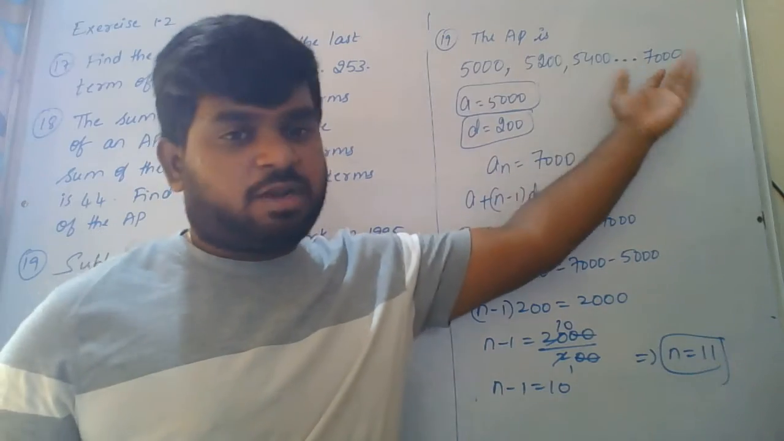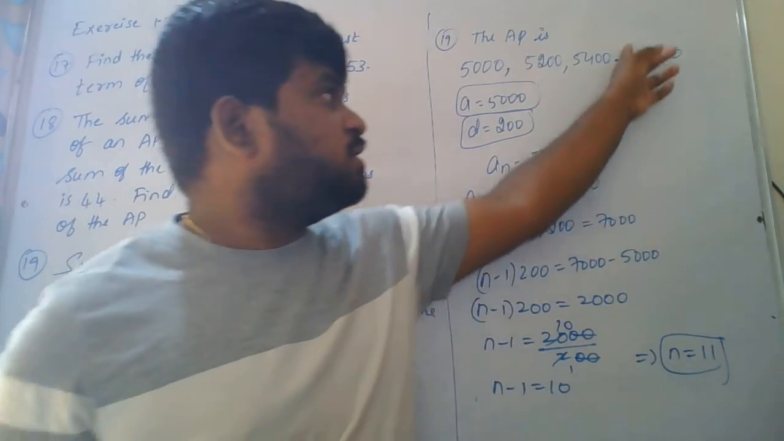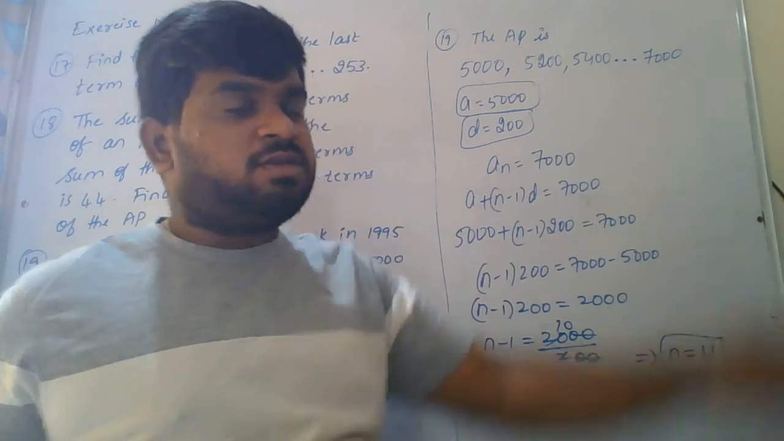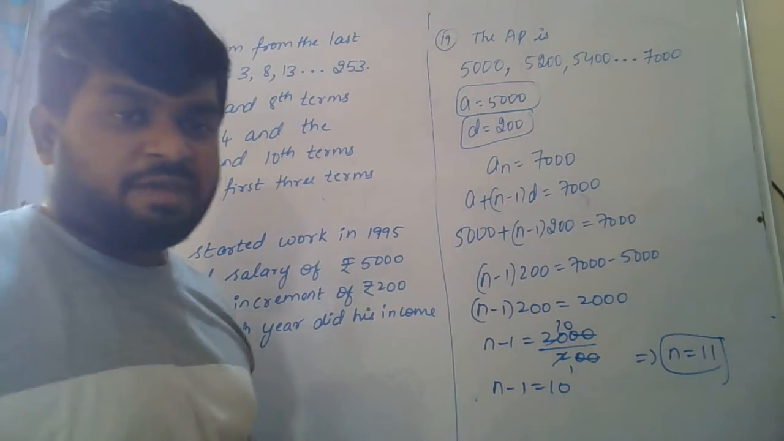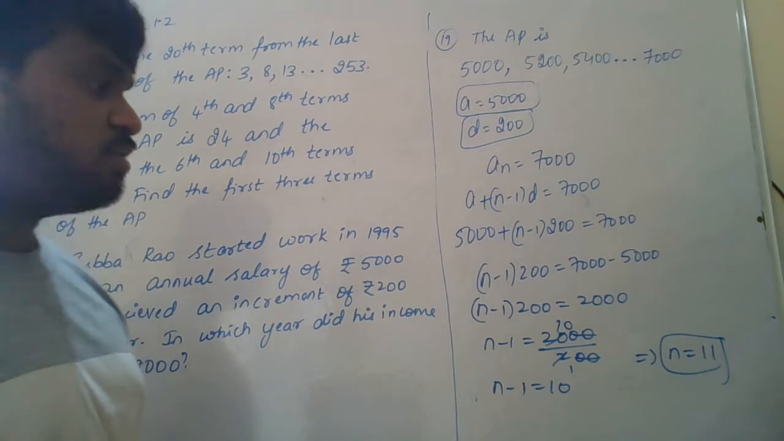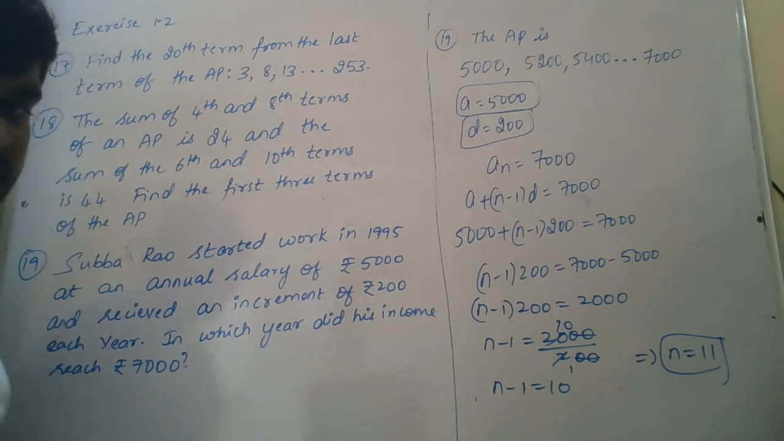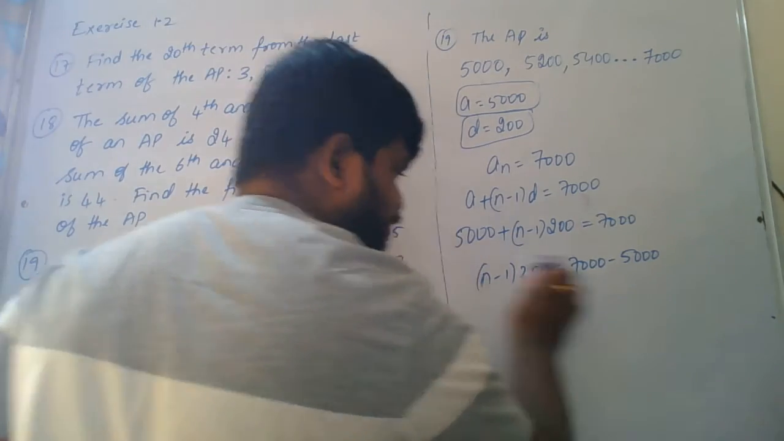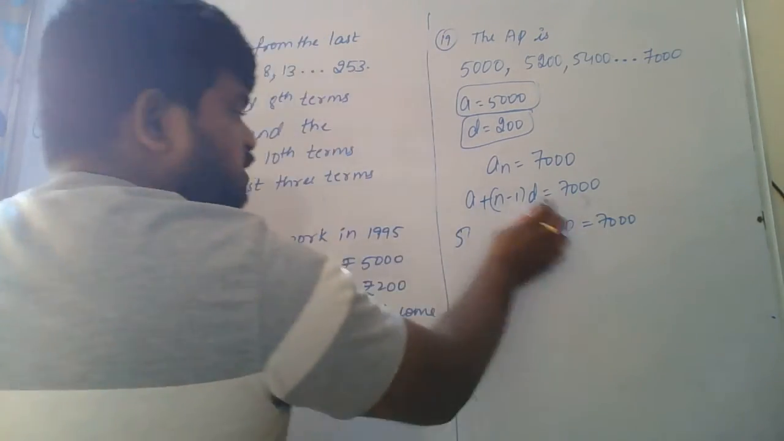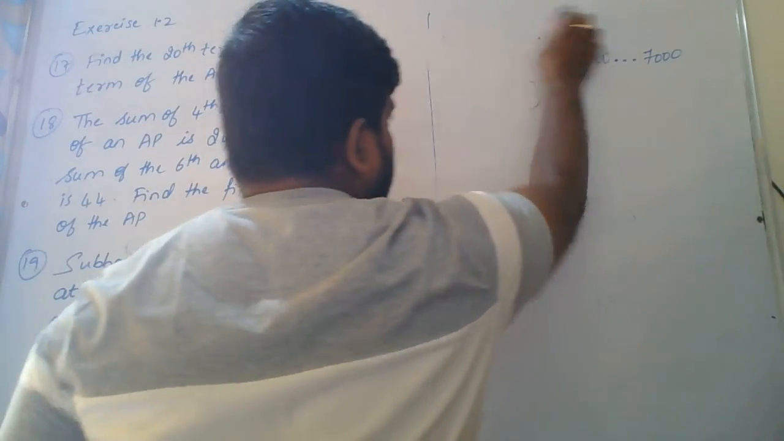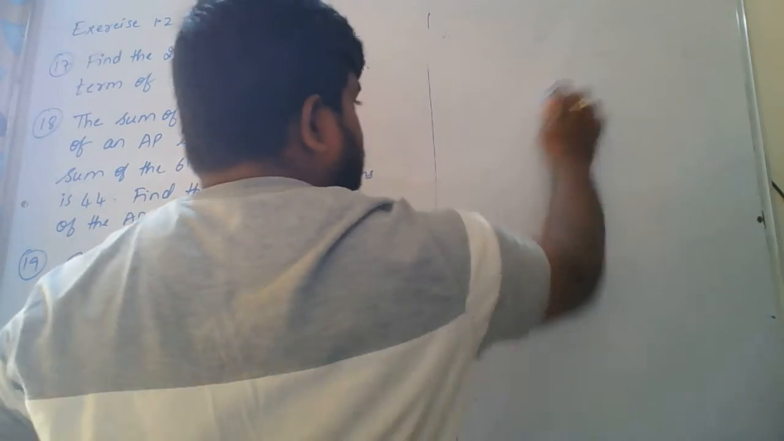From here to here, how many numbers are there? You find the value of N. Since this is in the last place, that will be 11. 11th term is 7,000, which means in the 11th year he is going to receive the amount of 7,000. Okay. So there is one problem left. Last one problem. I have not written the question. So I'll just read out the question and solve it. Okay. So the last question of the second exercise.